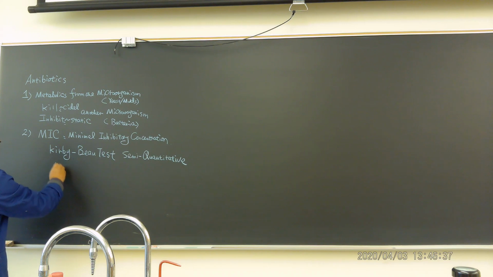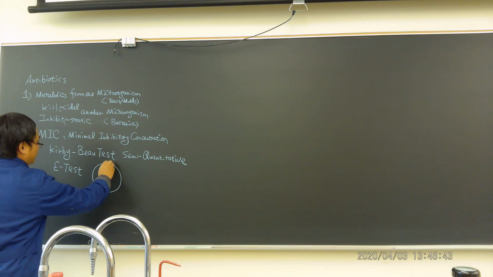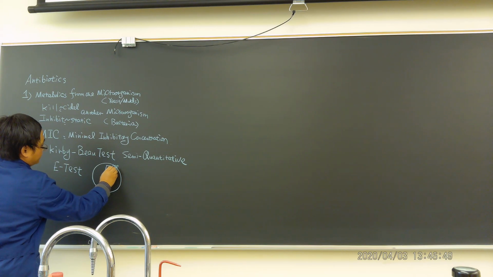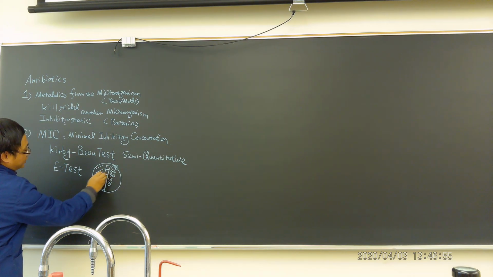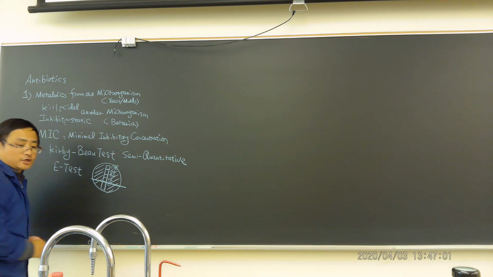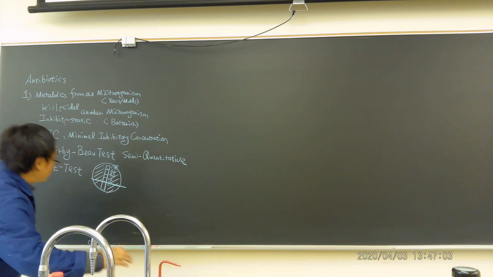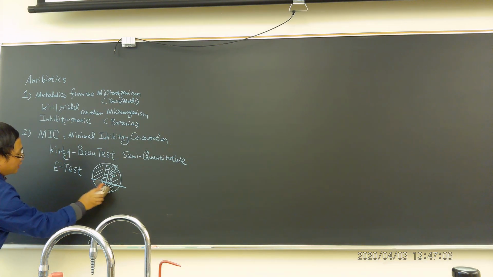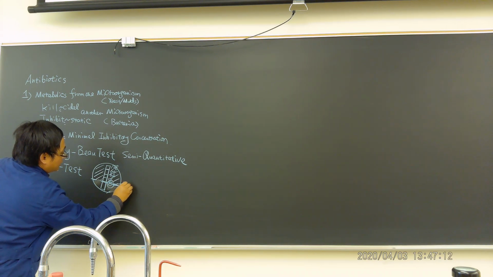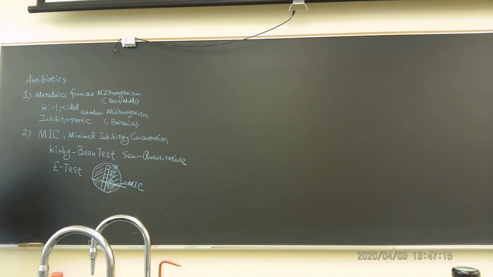Now in the textbook, you have an E-test, is that right? You have a strip with a gradient, let's say 128, 64, 32, 16, 8. Then you grow bacteria there. The first place showing a transparent zone, that number is the MIC. That's what you learned. And then we also could do a dilution tube.